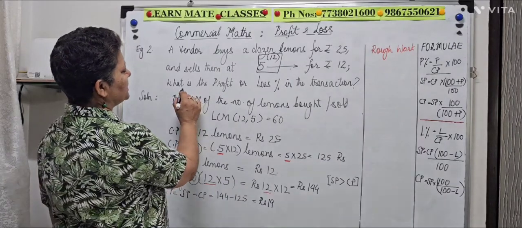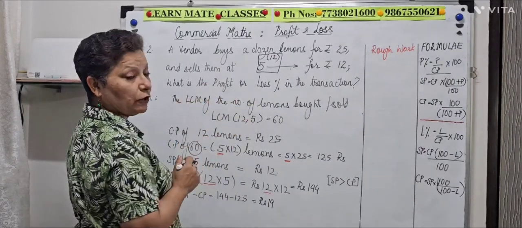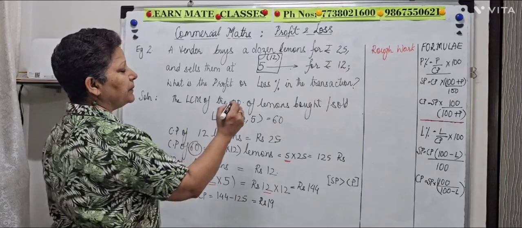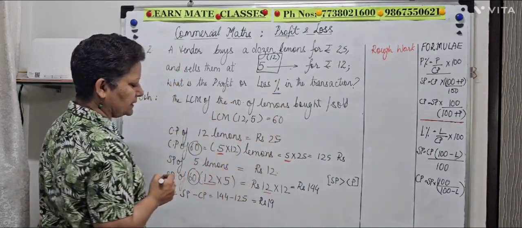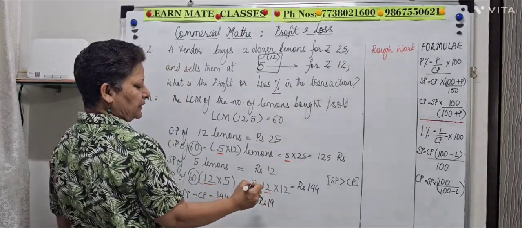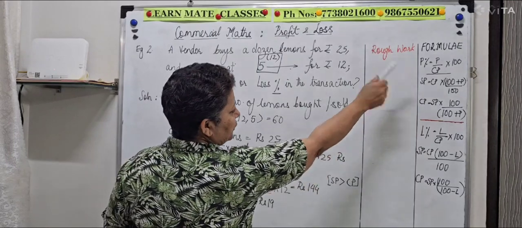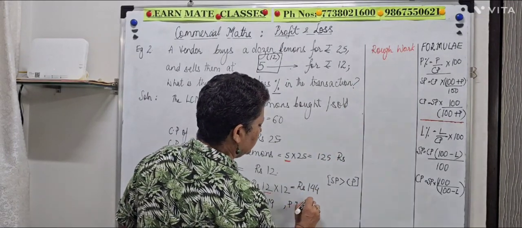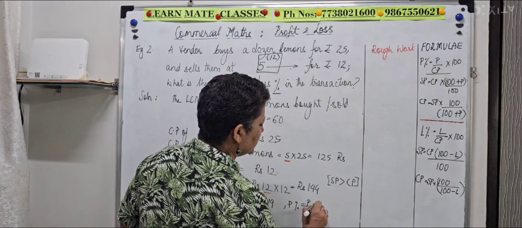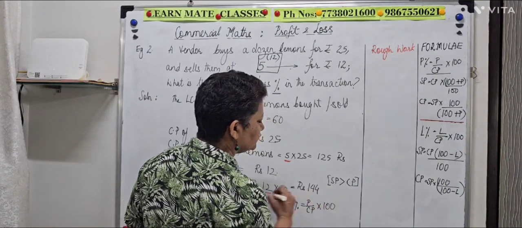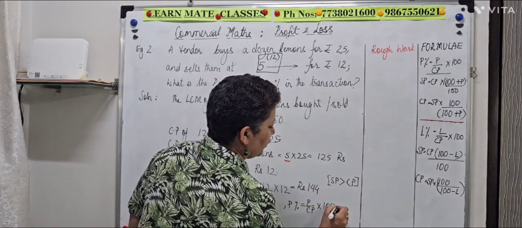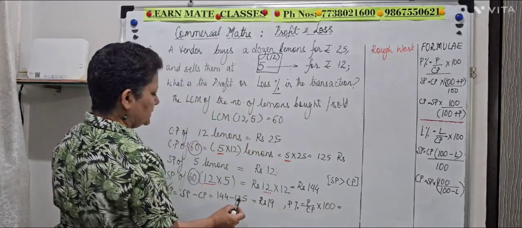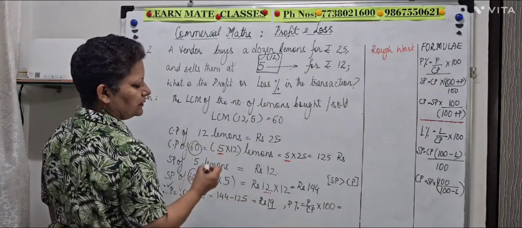That having been said, now I know my profit. The first part of the question, what is the profit or loss? So we've understood it's a profit, but I need to find out the percentage. What is the formula for profit percent? We've just put it down. Profit percent is nothing but P upon CP into 100. What profit will I take? The one which I've just calculated as 19.